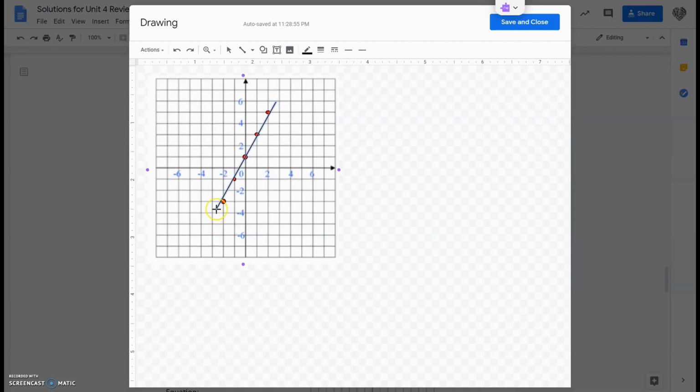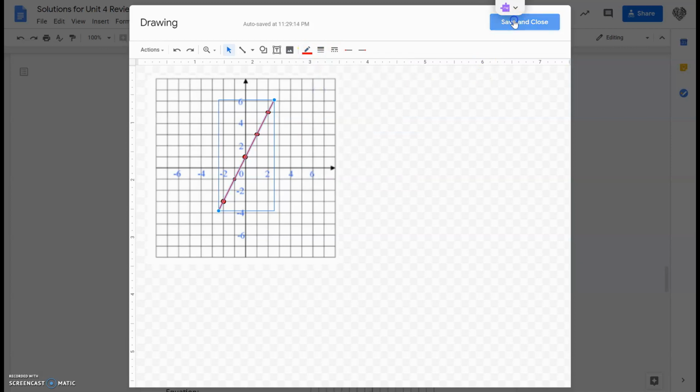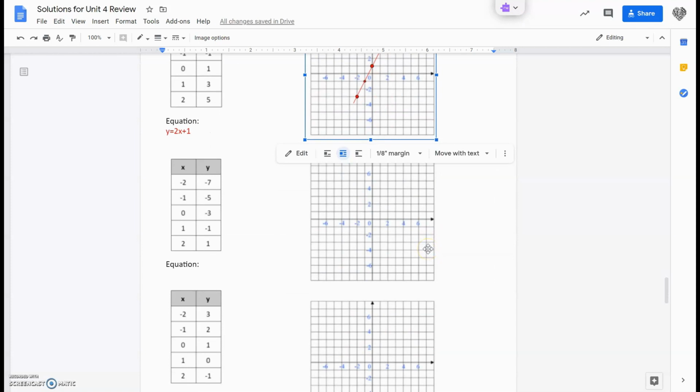I'm going to fix this one a little bit. Oh, we don't need that. Okay, I'm going to fix this line because it's not right where I want it. Right about there. And right about there. Perfect. Okay, and there is my line right through my dots. Okay, so let's look at the next one.